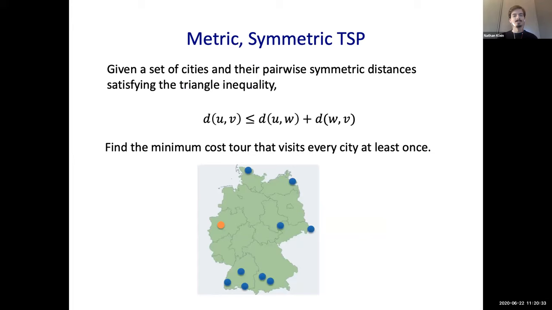Okay, so in this problem, which Rico also just introduced, we're given a list of cities and a metric giving their pairwise symmetric distances. And we want to find the minimum cost tour that visits every city at least once.